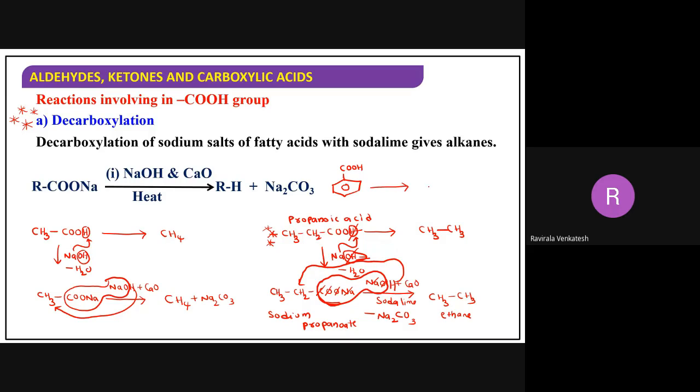Now, how to convert this one into benzene? Is it possible, beta, for you? What do we have to use? NaOH. First step, NaOH. Second step, NaOH plus calcium oxide. In examination, they don't give NaOH separately, beta. Directly, they will give what actually?